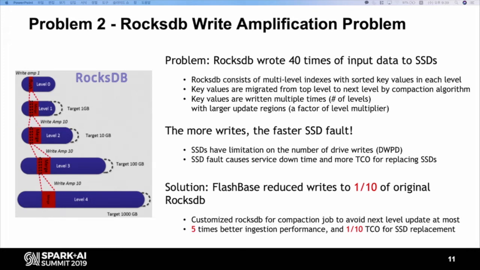So what? You know, SSDs have a limitation on the number of drive writes, meaning the more writes, the faster the SSD fails. With this rate, we could use SSD for only several months. It was a big problem for us. For this reason, we customized RocksDB to avoid next level updates as much as possible. In this way, FlashBase, our new data store, reduced SSD write to 1/10 of the original RocksDB.